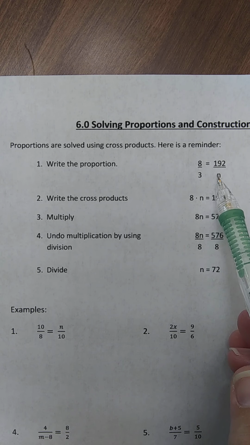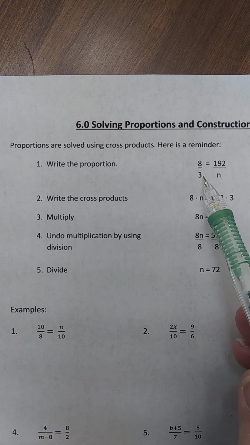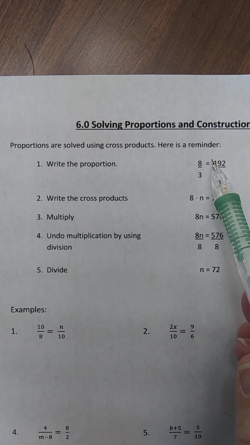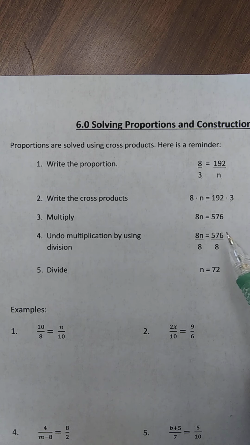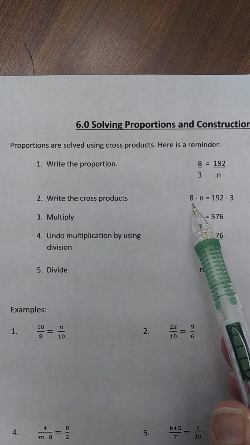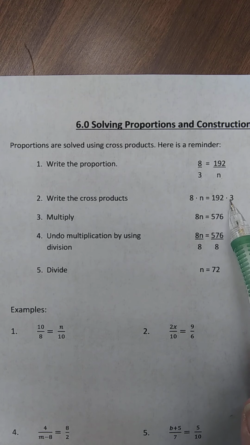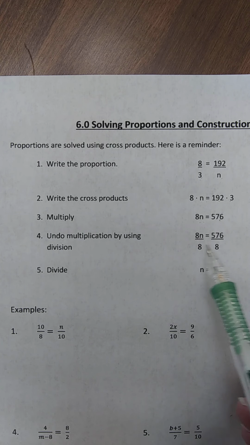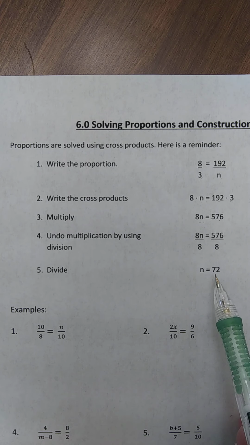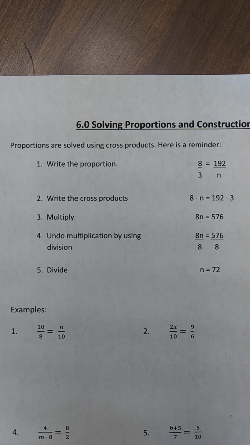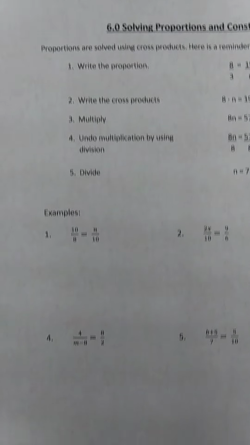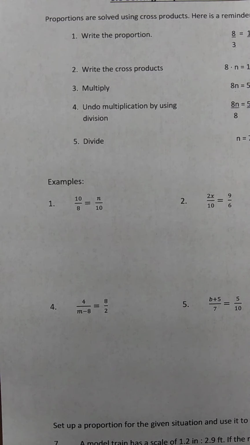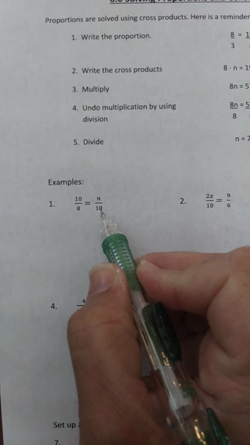So we would set up one cross product, then the equal sign, and then the other cross product. It doesn't matter what order you put those in, since order doesn't matter when you multiply. So 8 times n is 8n, and 192 times 3 is 576. Then to solve that for n, we're going to divide both sides by 8, and when we get done, we realize that n is 72. We're going to, of course, make those a little bit more complicated because it is math too, but we'll start out with some pretty easy ones.